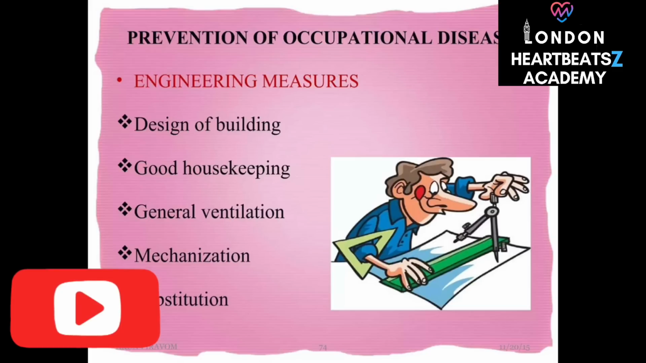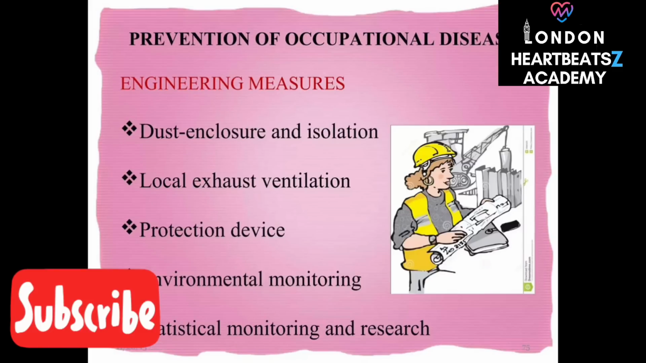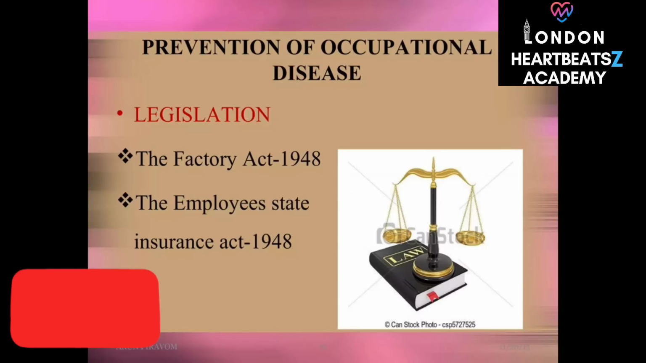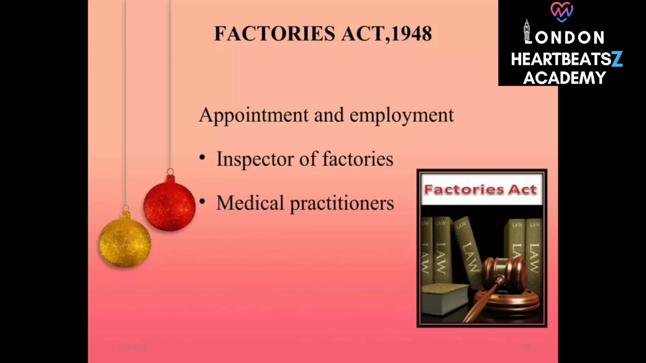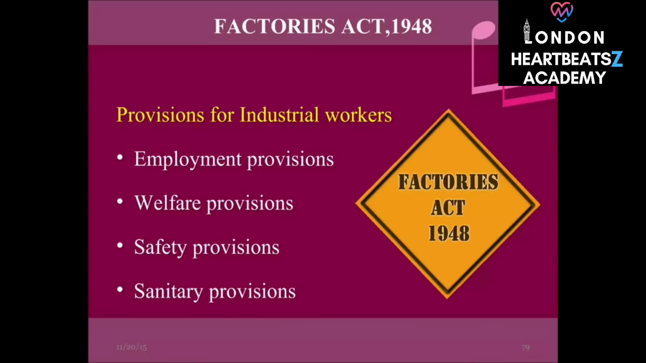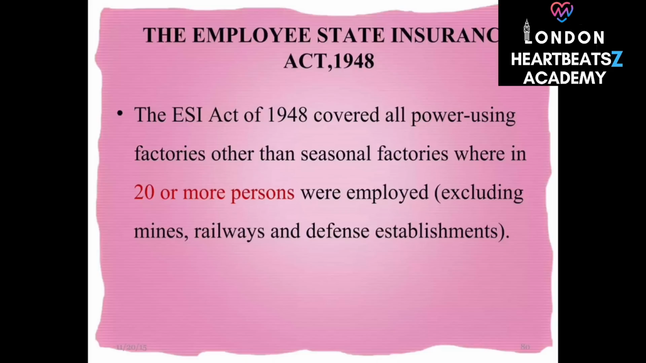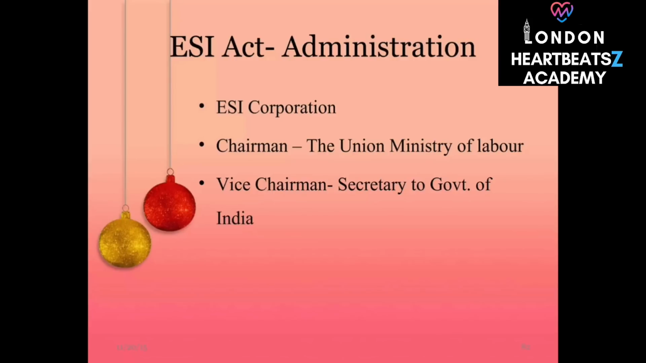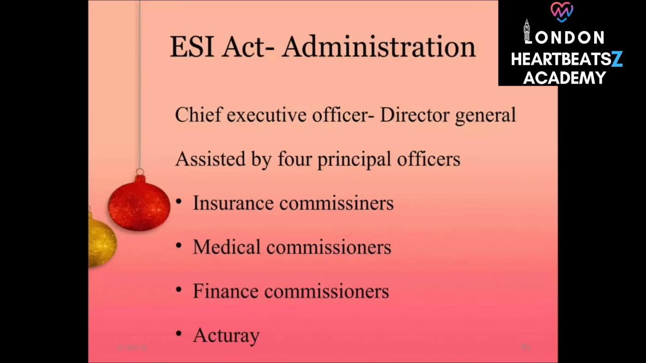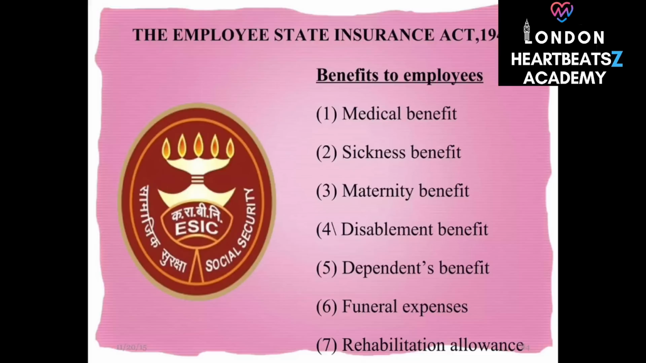Prevention strategies. The approach to preventing occupational diseases involves medical measures, including regular health checkups, engineering controls to create safer workplaces, legislative measures to ensure compliance, insurance and benefits. The ESI Act provides various benefits including medical care, sickness benefits, maternity care, and disability compensation. It creates a safety net for workers and their families.